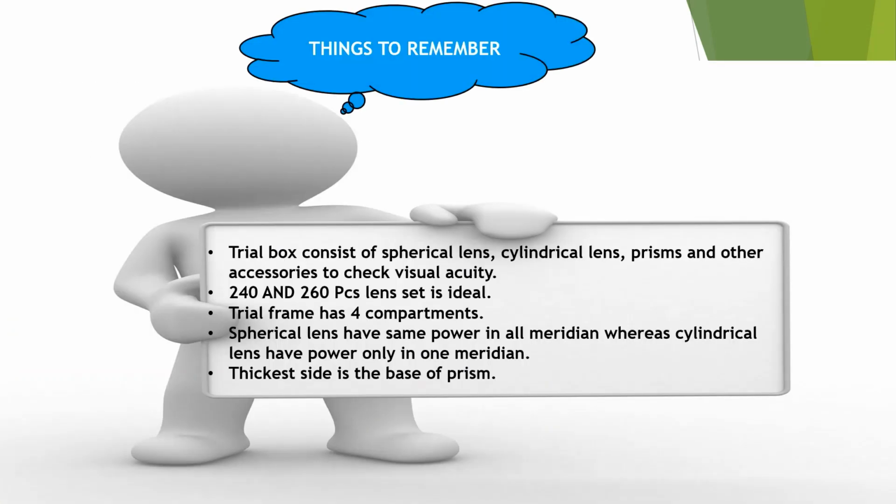A few points to remember. Trial box consists of spherical lens, cylindrical lens, prism, and other accessories used by optometrists or ophthalmologists to check visual acuity. 240 and 260 piece lens sets are ideal. Trial frame has 4 compartments. Spherical lenses have same power in all meridians, whereas cylindrical lenses have power only in one meridian. Thickest side is the base of the prism.